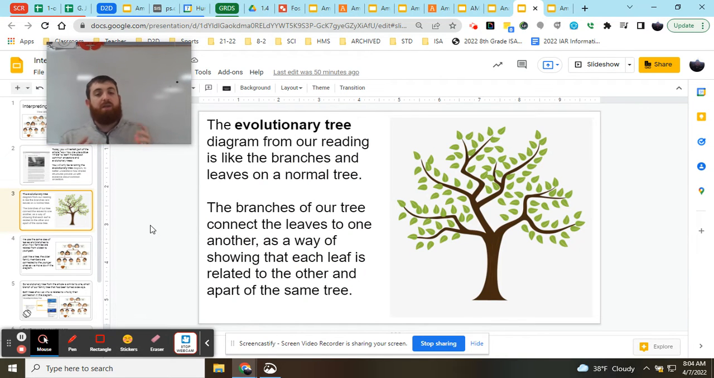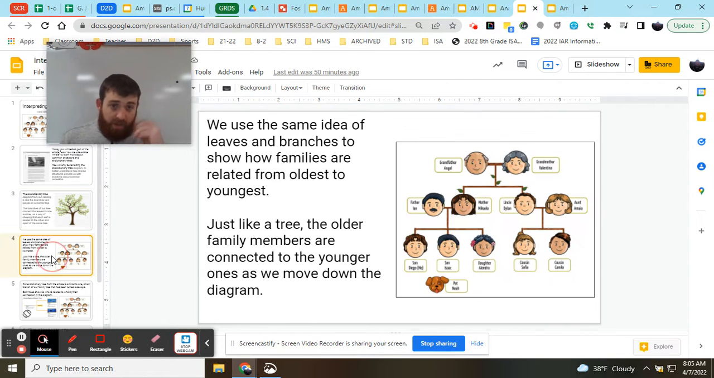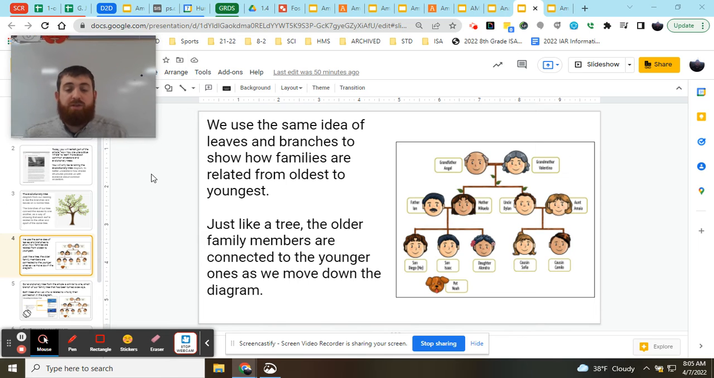So let's talk about this tree idea. The evolutionary tree diagram from our reading shows this idea that, like any other tree, there are branches and leaves, just like we see in the picture. The branches of our tree connect the leaves to one another as a way of showing that each leaf is related to one another and a part of the same tree. And we see this tree idea in a bunch of different ways.